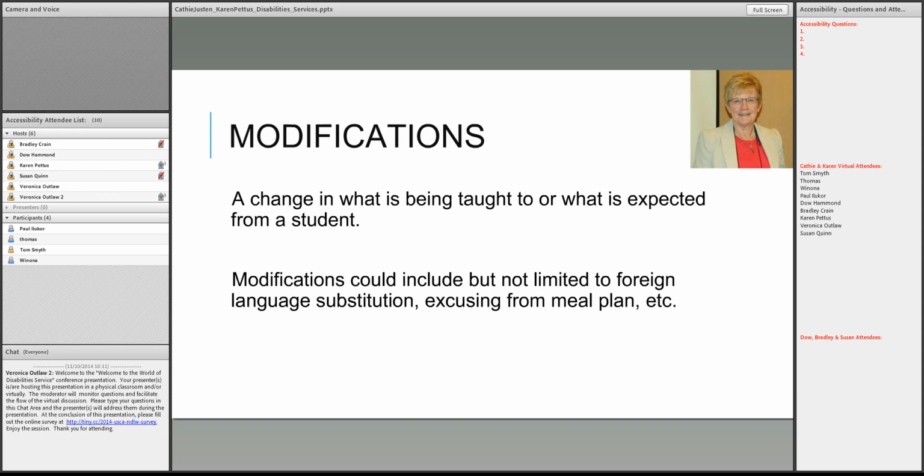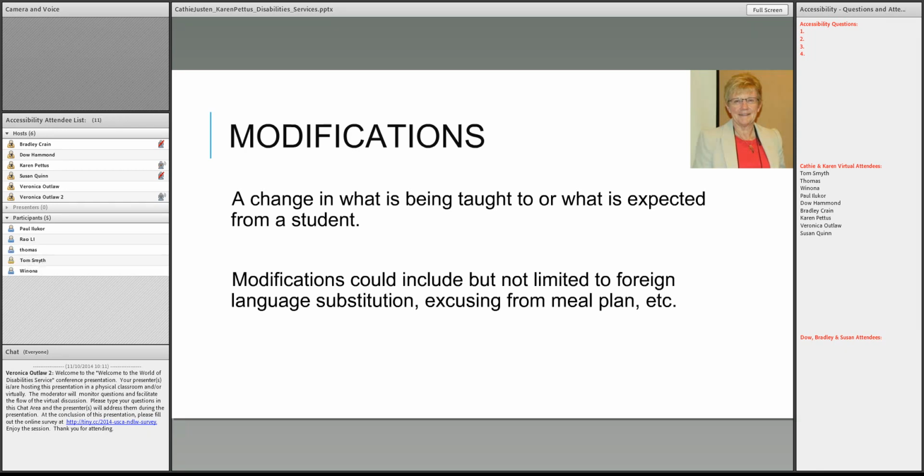Distinguishing between sounds, we might do a foreign language substitution so that they might take, say, a culturally based class or something like that, rather than expect them to learn a foreign language when we know that they will have difficulty distinguishing between the sounds of vowels or things like that.